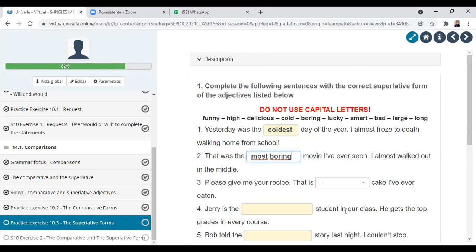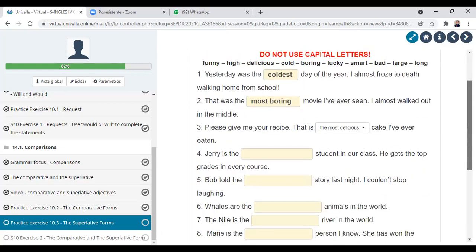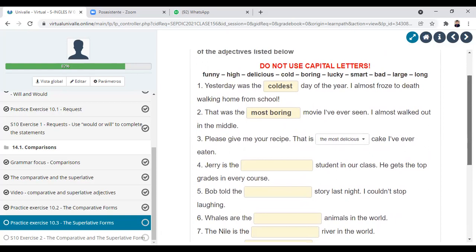Please give me your receipt. That is the most delicious cake I ever ate. Jerry is the smartest student in our class. He gets the top grades in every course. Bob told me the funniest story last night.